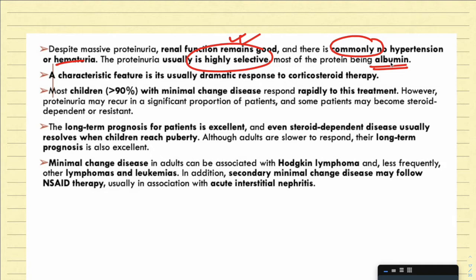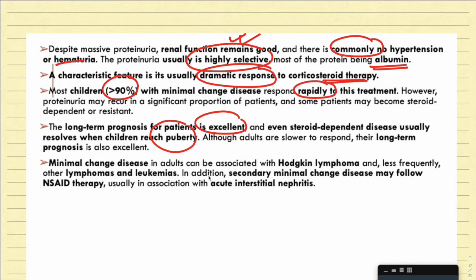The characteristic feature of minimal change disease is a dramatic response to corticosteroid, which was not there in membranous glomerulonephritis. So most children, more than 90% with minimal change disease, will respond rapidly to corticosteroid treatment. The long-term prognosis of these patients is excellent, and even steroid-dependent disease usually resolves when children reach puberty. So those children who are dependent on steroids, up till puberty, this disease will go. The long-term prognosis of this condition is quite excellent.